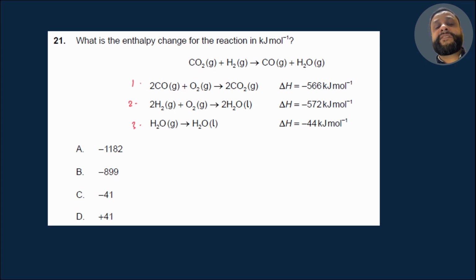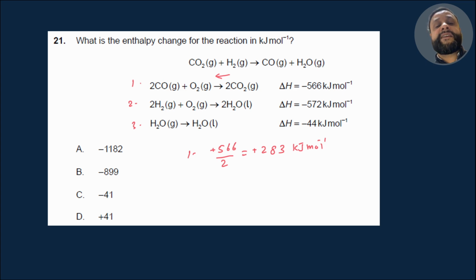So we can see in the first equation we have carbon dioxide. The carbon dioxide is on the product side, but we want carbon dioxide to be on the reactant side. So we need to flip that equation. When we flip that equation, delta H for the first equation becomes plus 566. But we have 2 moles of carbon dioxide, and we need 1 mole of carbon dioxide, so I will divide that by 2. So we will have plus 283 kilojoule per mole.